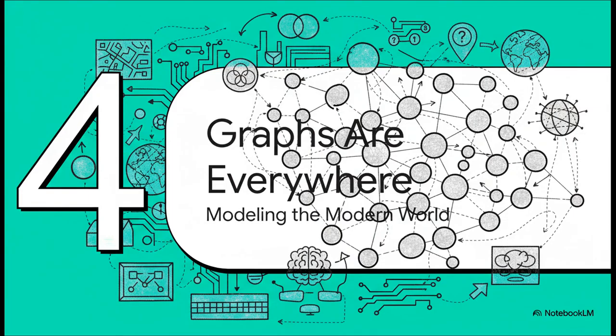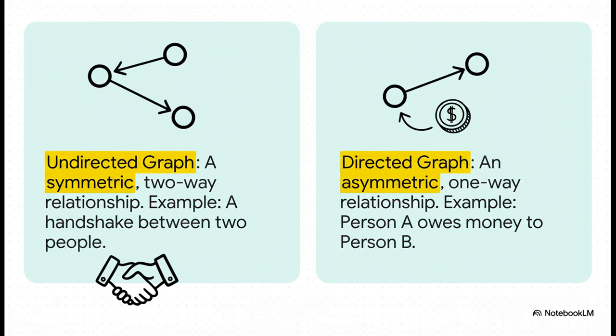So who cares about an old puzzle from the 1700s? Well, it turns out that this simple idea of dots and lines is one of the most powerful tools we have for understanding our modern world. It's literally everywhere. And we can make our models even smarter.